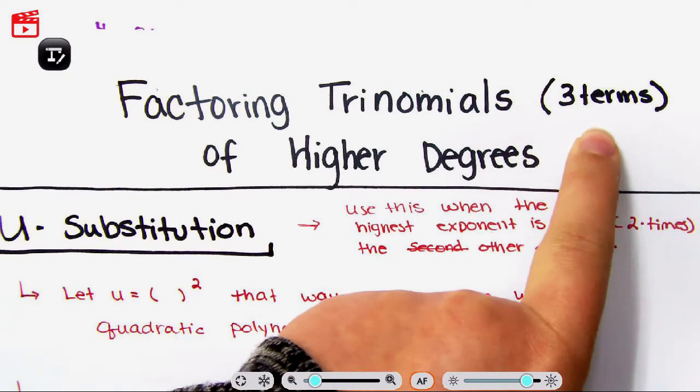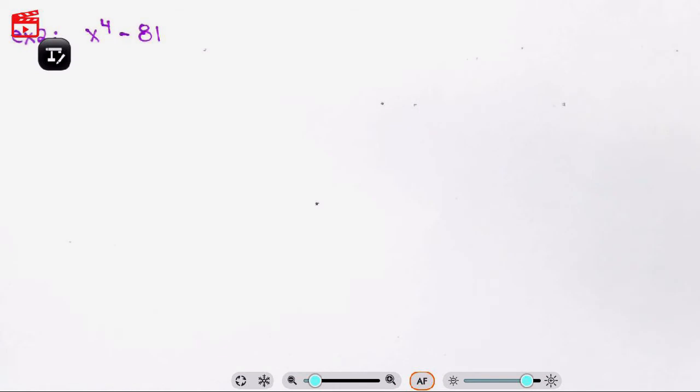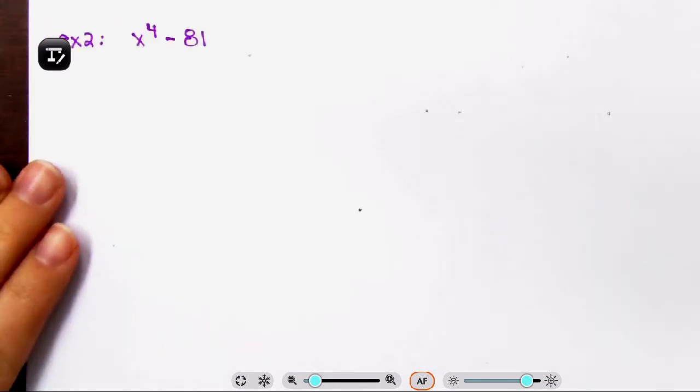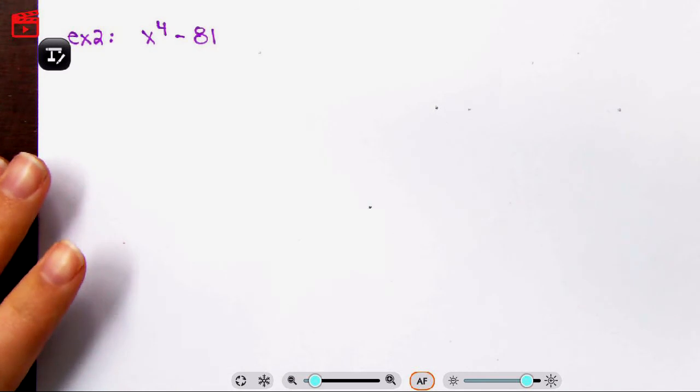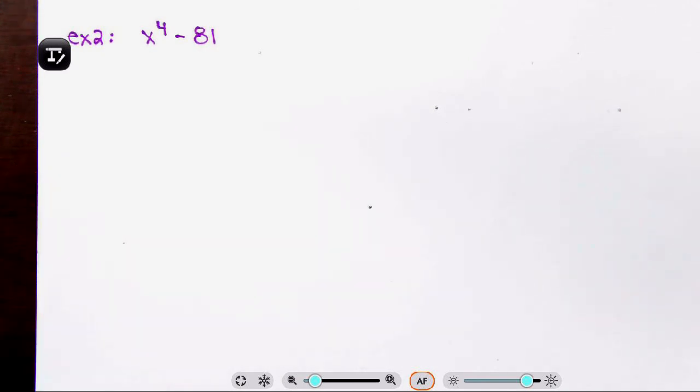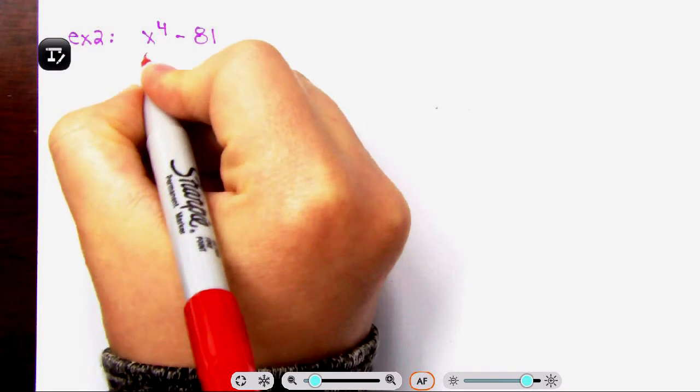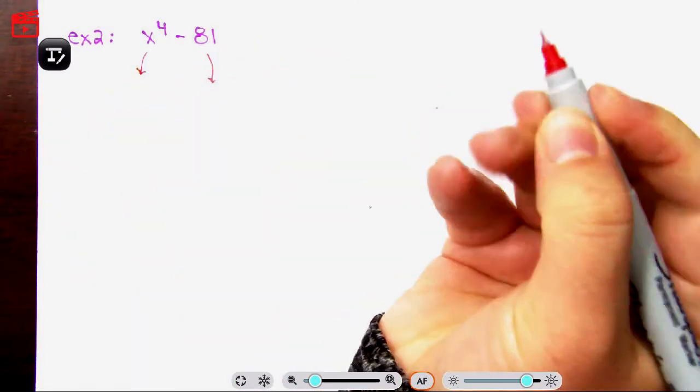And I said I'm going to give you 3 terms. Here's an example of 2 terms. And I wanted to show you this example, even though in the title I said there's going to be 3 terms. This is 2 terms. And the reason I wanted to do that is because we can still use U substitution if we want.